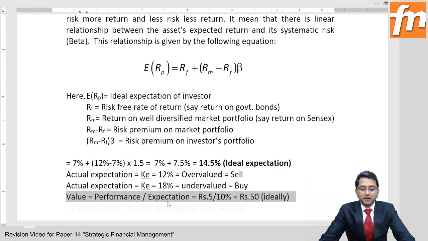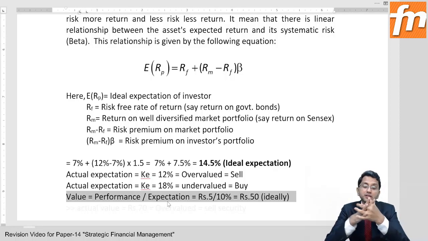A company is expected to give a dividend of rupees 5 per share forever. Equity share of a company is expected to give dividend of rupees 5 per share forever. So that's the performance of the company, that it is giving a dividend of 5 rupees. Investors in this company want a rate of return of 10% on their investment. So the value per share will be rupees 50. Ideally.